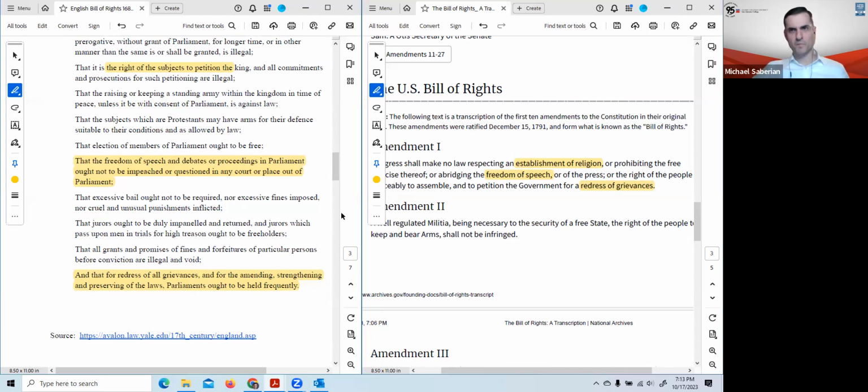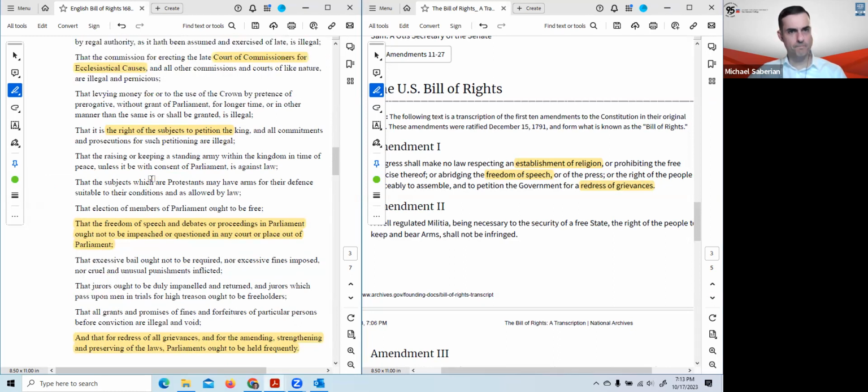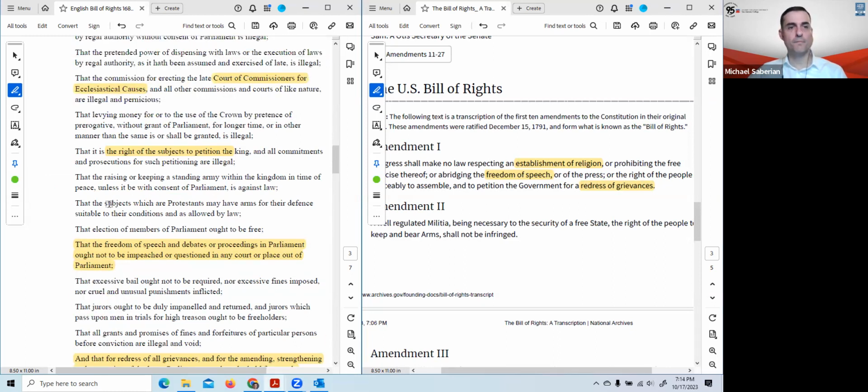Now, the English do have a freedom to arms. So I'm going to do that in a different color. I'm going to make that green for both of these. Okay. That the subjects which are Protestant may have arms suitable to their conditions as allowed by law.